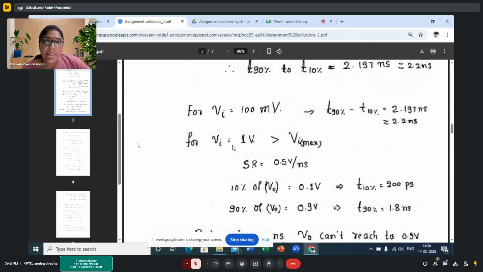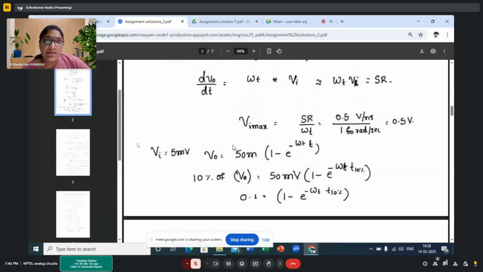If you look at this, they have written here 10% of output V naught. Then here they wrote output as 50 millivolts into (1 minus e power minus omega t) into t of 10%. I don't know in the next step where that 50 millivolts has gone. This step, madam. Is my cursor visible to you, madam? Yes, yes.